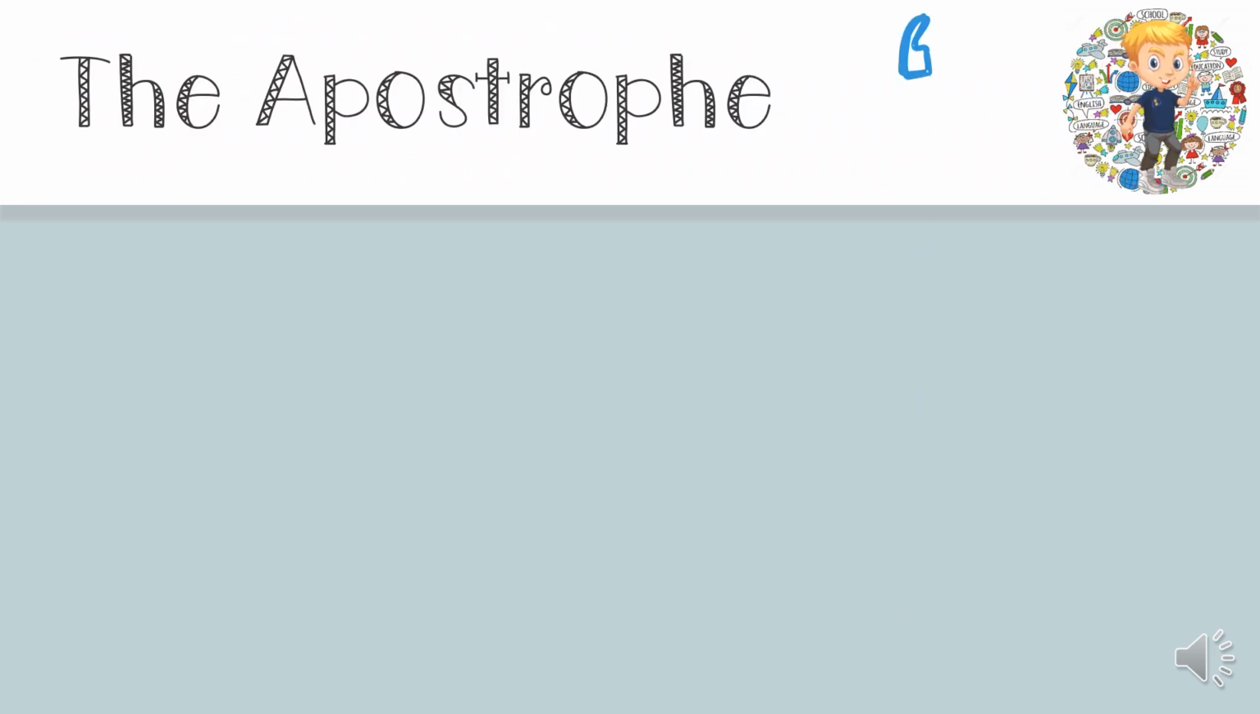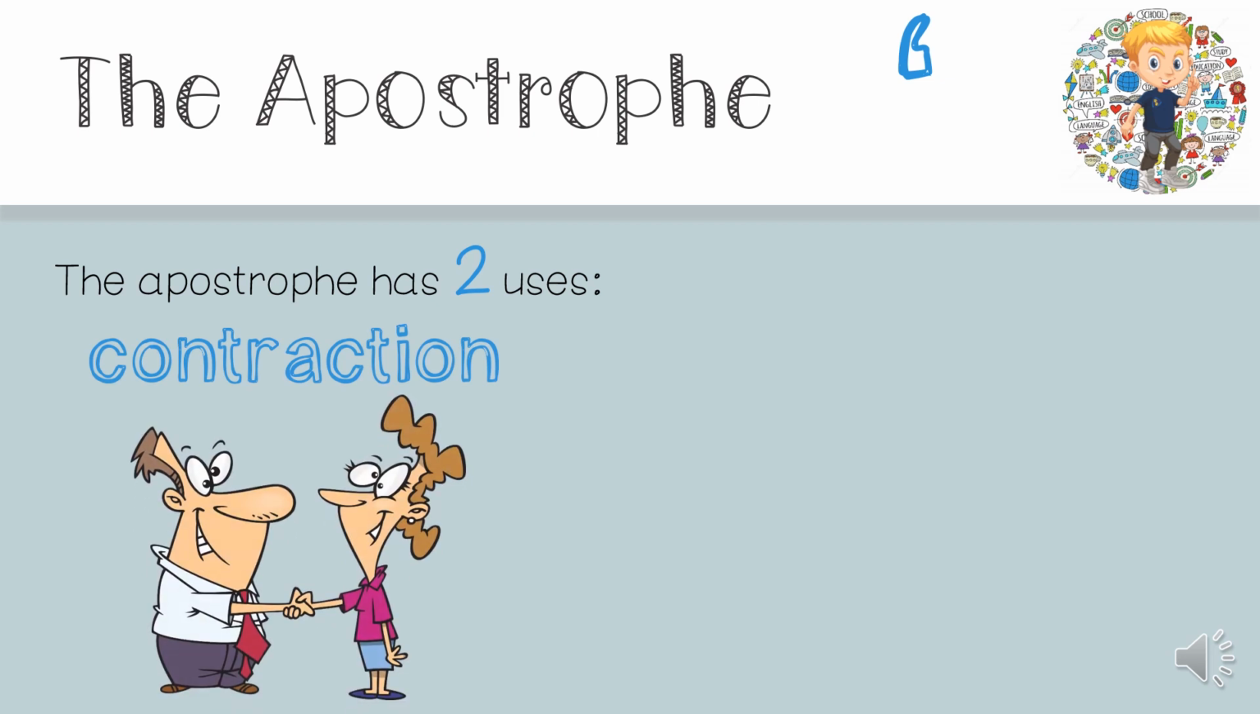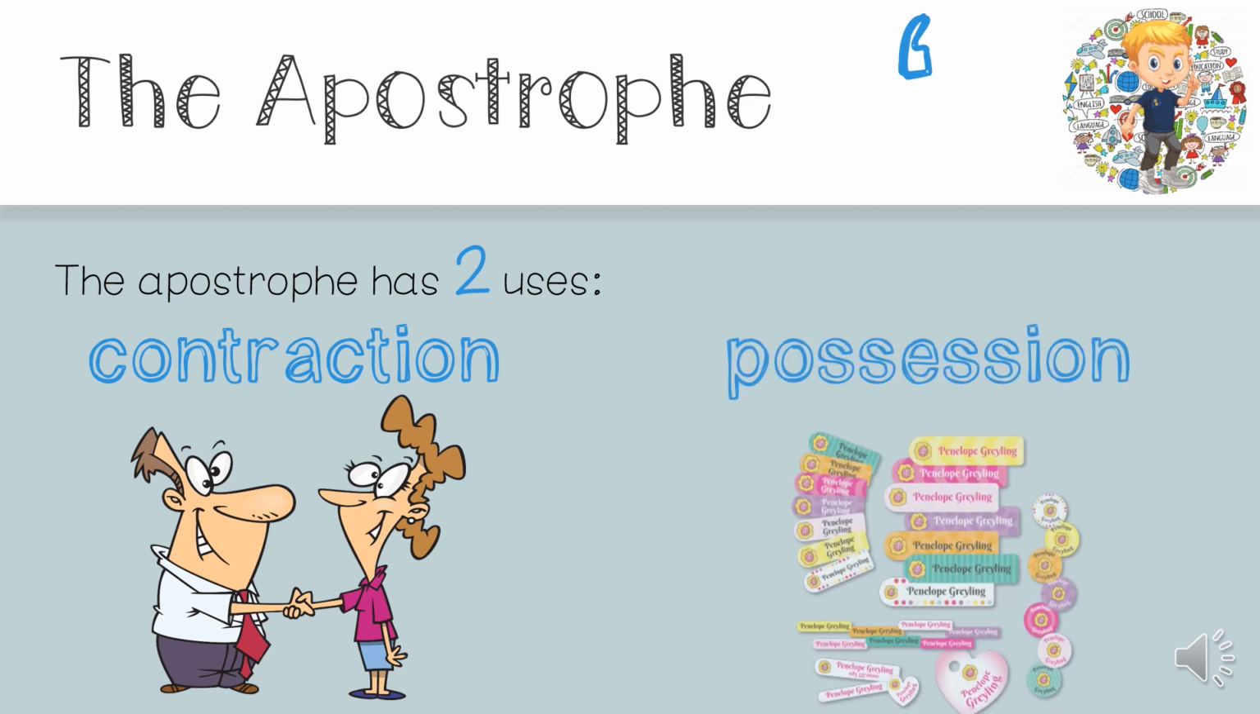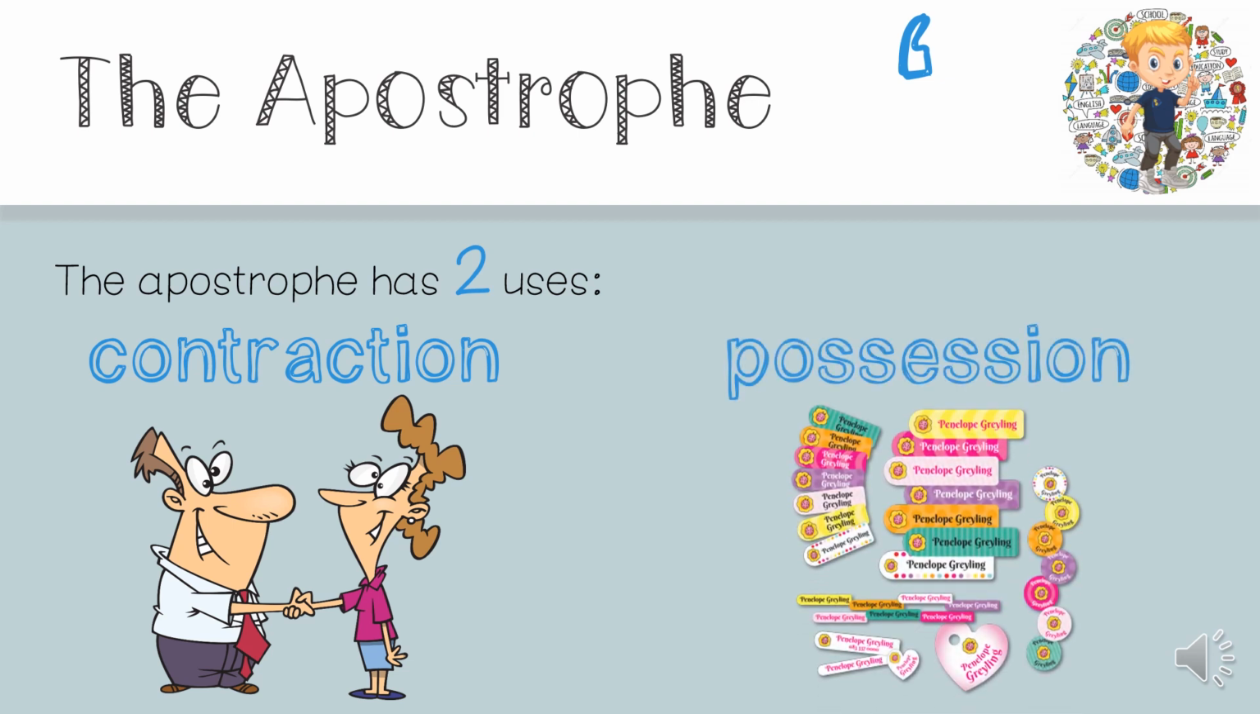The apostrophe. The apostrophe has two uses. The first use is the contraction. If you think about a contract that two businesses or two people sign, it's when two people or two businesses come together and become one. The second use is possession. Possession means something belongs to you.